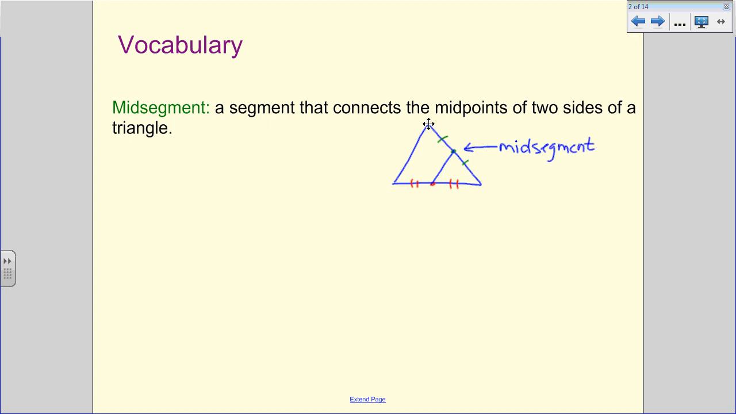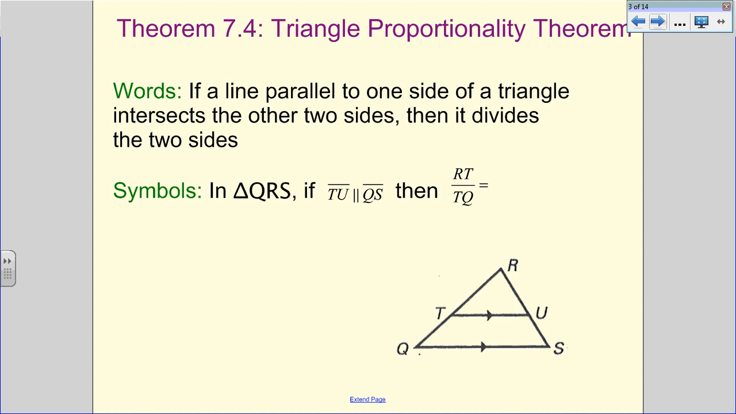So what happens when we draw in that midsegment is we create overlapping triangles. Obviously from the work that we've done already, we're going to start to see some connections in these new similar triangles. So what is that theorem, 7.4? It's the triangle proportionality theorem. It says if a line parallel to one side of a triangle intersects the other two sides, then it divides the two sides proportionally.